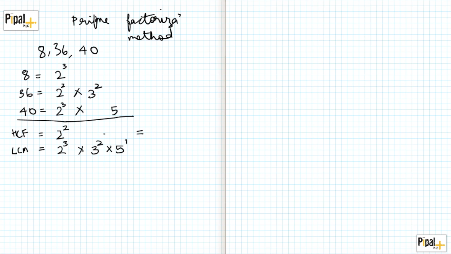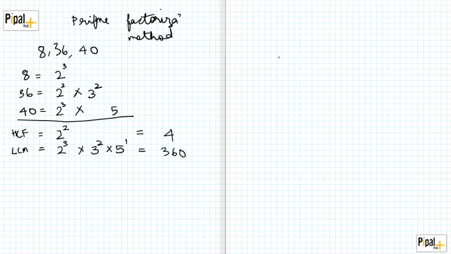Right? So what we get, HCF is 4 and LCM is 2 to the power 3 multiplied by 3 squared multiplied by 5. So I get 8 into 5, 40, and 40 into 9, 360. So this is what my LCM of these three numbers will look like.